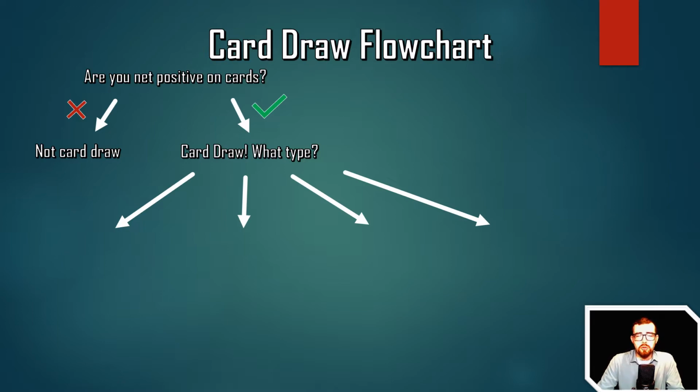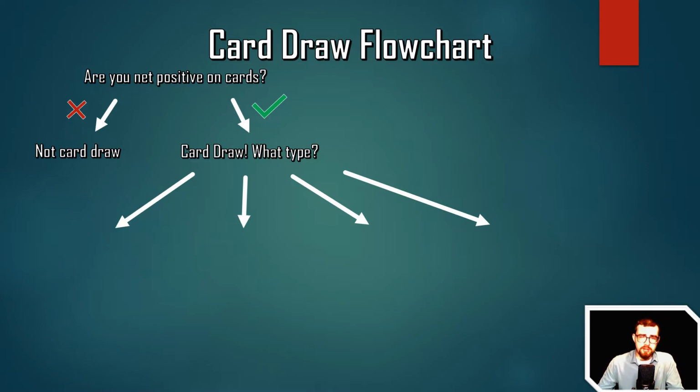To answer that question, we really have to ask an additional question, and that is, when you cast this spell, activate this ability, do whatever this effect is, are you net positive on cards? Do you have access to more play options than when you started? If so, it is card draw. If not, it's not card draw. Pretty easy, right?